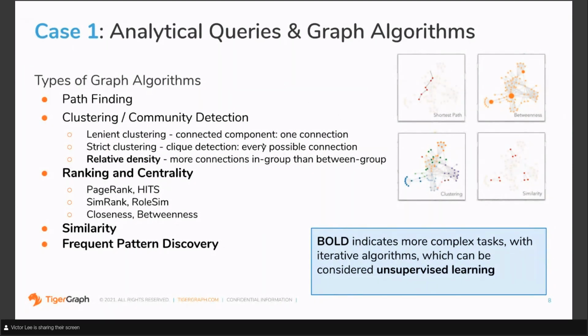The ones that I have in bold are indicative ones that are a little more complex and that you might consider as unsupervised machine learning, where you're not giving it any training data. You haven't labeled any cases of interest. In particular, think about frequent pattern discovery. I don't know what pattern I'm looking for. Just tell me what pattern is very frequent. Or similarity, you simply say, I have this one reference node. Tell me what other nodes are similar to it, based not just on that node's properties, but on that node's connections to other nodes.